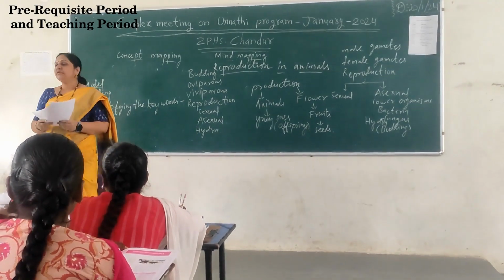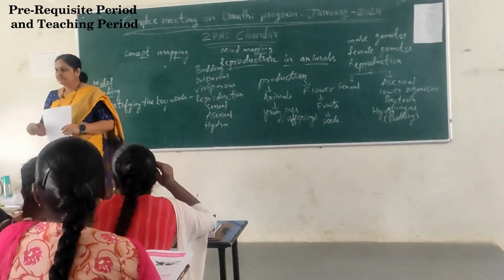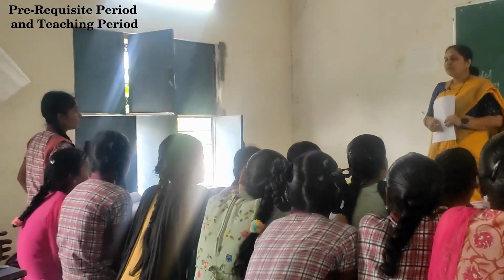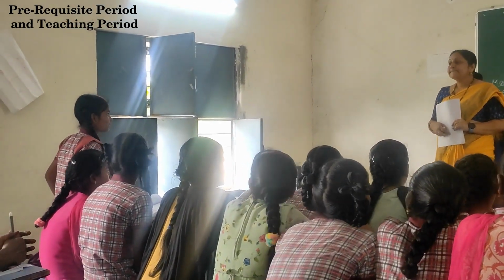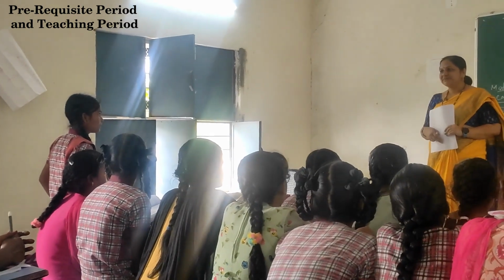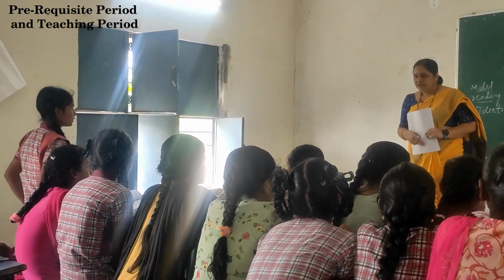Can anyone tell me what is oviparous? What are oviparous animals? Yes, the organisms which lay eggs are called oviparous. Can you give examples? Yes, snakes. You can say birds, so many birds are examples. Okay, birds and lizards. Good.